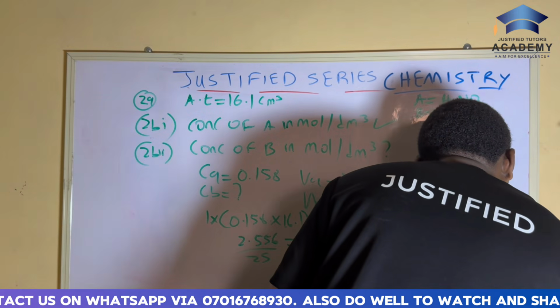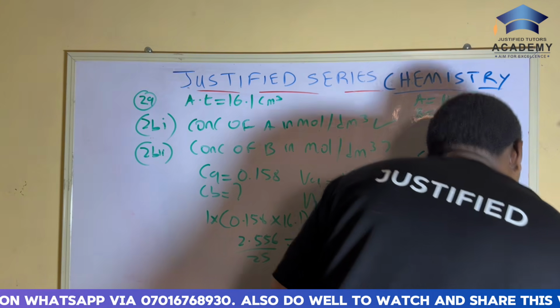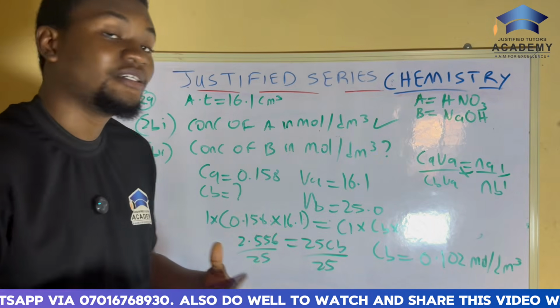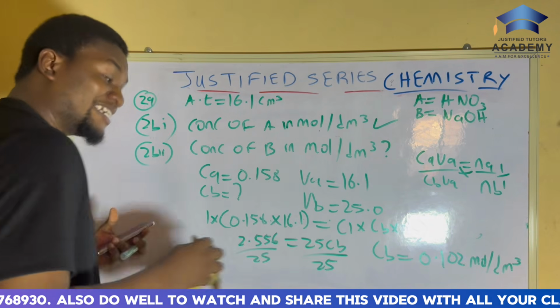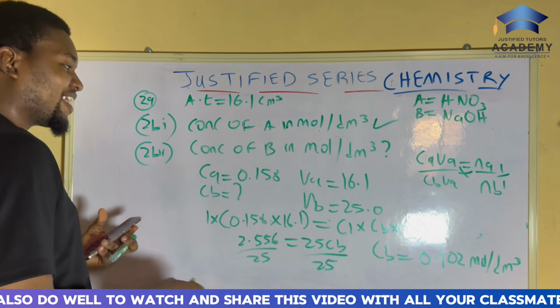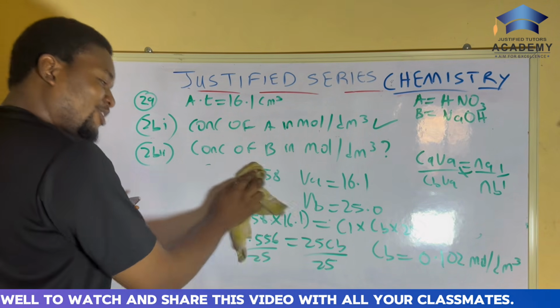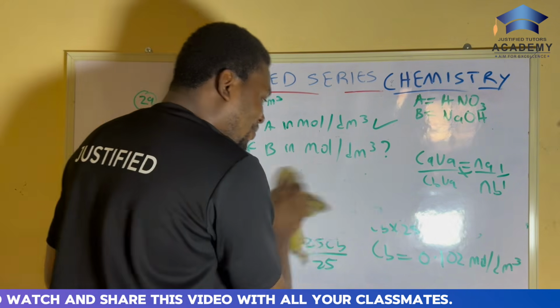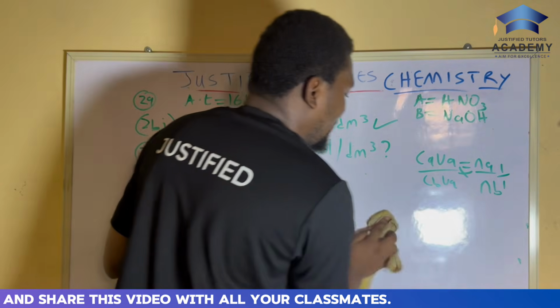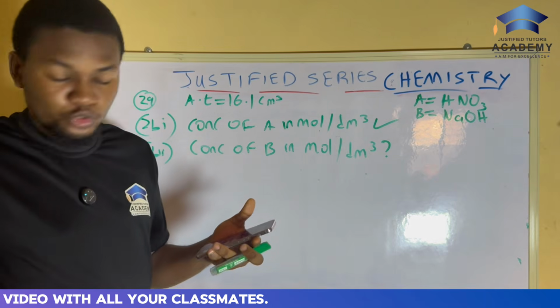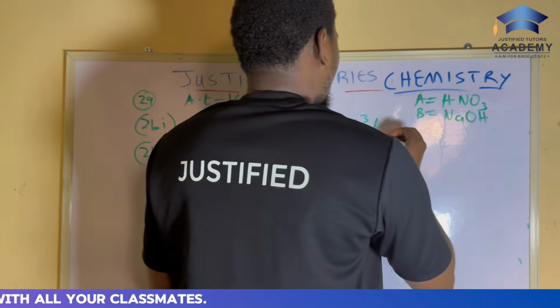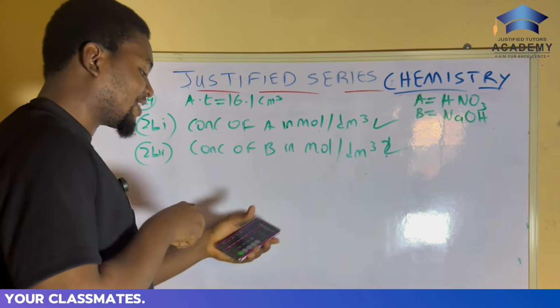0.102 mole per dm cube. Simple as ABC. You can see, that's how it is. So we've gotten the B part now to be 0.102, right? So this one is now completed. Now, let's go to the next question.